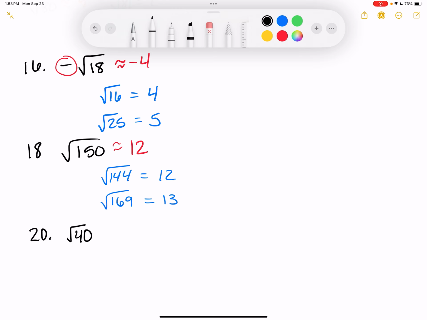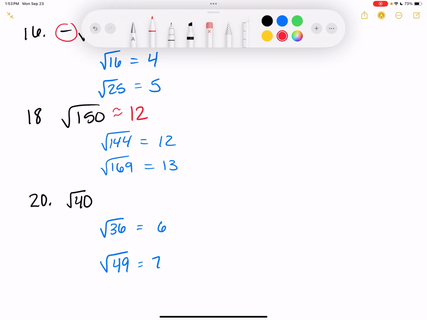Sorry. Square root of 40. What's a perfect square on either side of that? 36 and 49. What's the square root of 36? 6. Square root of 49. 7. What is this closer to? It's closer to 36, so we're going to say this is approximately 6.